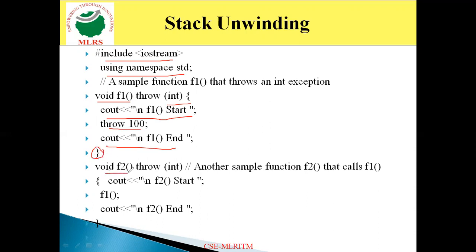Then come to another function, f2. This function also throws an exception of integer type. In this function I specified a cout statement which simply displays f2 start on the output screen. Then it is calling the f1 function. Then again cout f2 end. Then come to the next one.